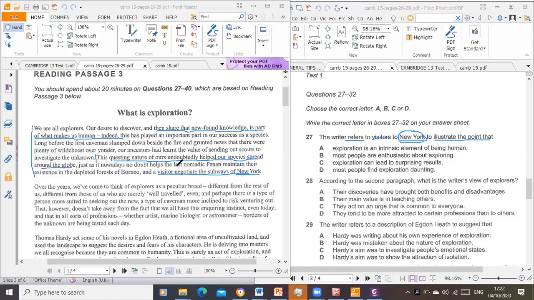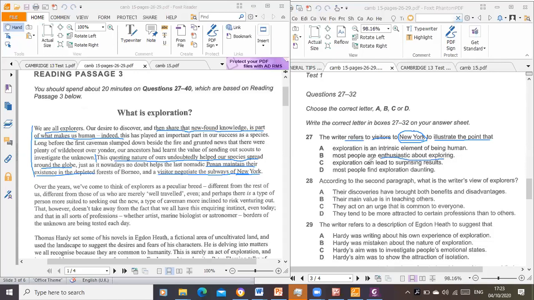So if you look at what it's saying, maintaining our existence here, you will find out that it is not most people. They never talked about, when he talked about these visitors negotiating the subways of New York, he's talking about these visitors as travelers, just exploring things. This is the same attribute that is intrinsic to every one of us. We are all explorers.